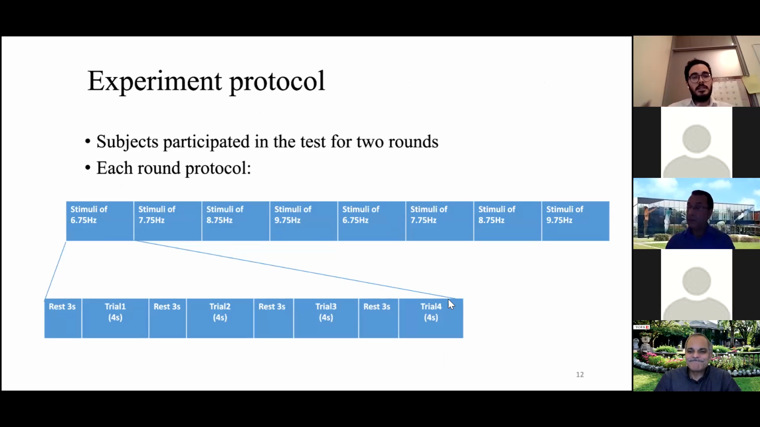So in our experiment, subjects participated in tests for 2 rounds, with a 10 minutes break between the rounds. In each round, all targets are displayed one by one, and subjects are asked to look at the target where the cursor is pointing. The experiment is repeated 4 times for each target, so we have 4 trials for each one. There's also a 3 seconds break between 2 consecutive trials.